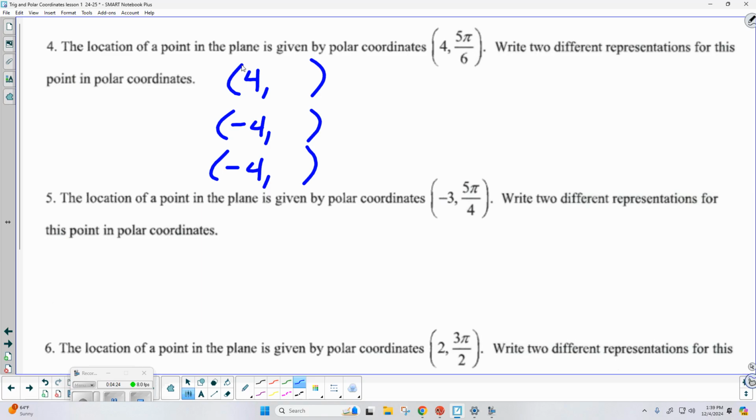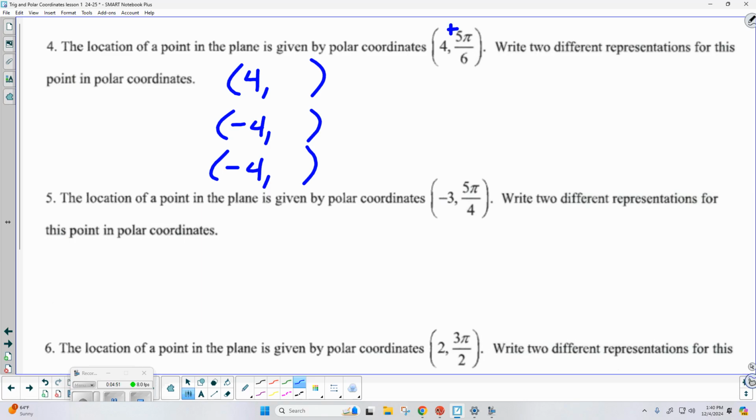Wow. Okay. So let's see here. We want to write 3 additional points for 4, 5 pi over 6. If you want to keep the sign of your radius the same, so with this first point, we want to keep the 4 a 4. What we're going to do is revolve. We're going to rotate a full revolution in the opposite direction to my angle. When I say a full revolution, we're talking about 2 pi.